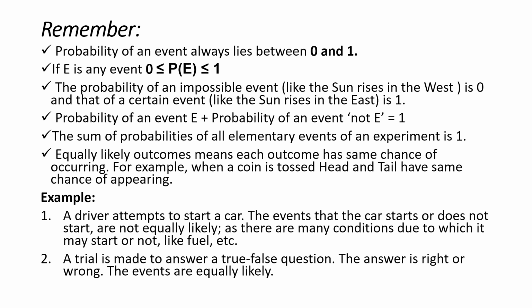Equally likely outcomes means each outcome has the same chance of occurring. For example, as I said, when a coin is tossed, head and tail have the same chance of appearing. Now suppose I take an example: a driver attempts to start a car. The events are that the car starts or does not start.